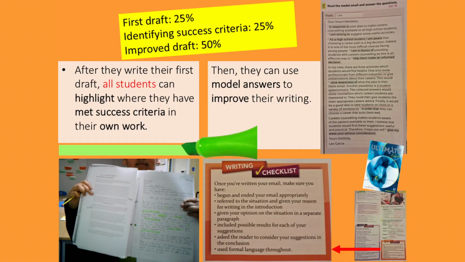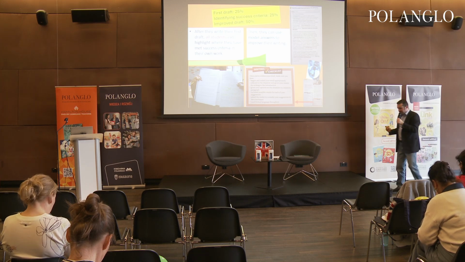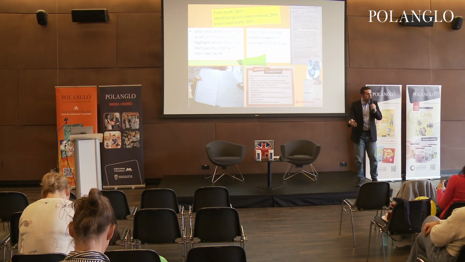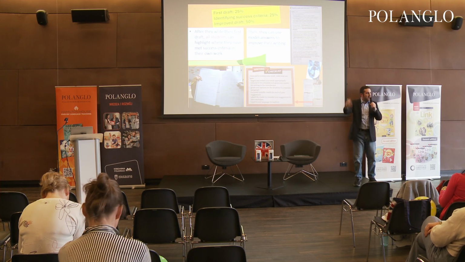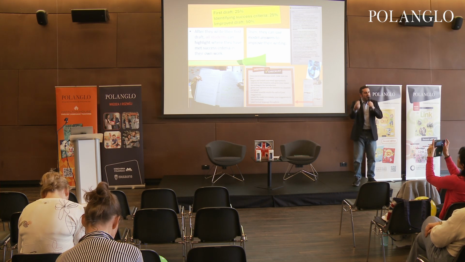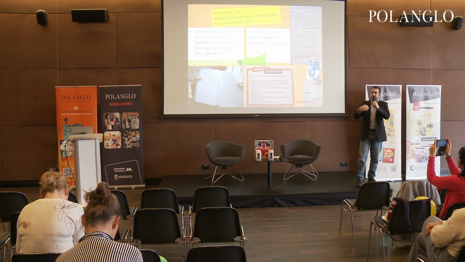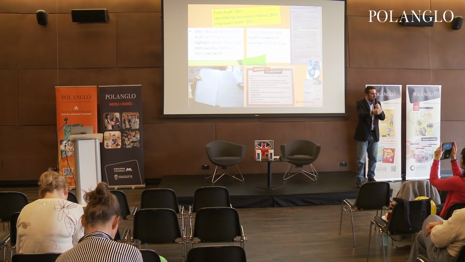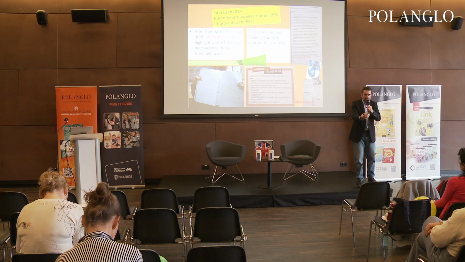The first draft can take 25%, for example, of the final grade. The correct identification of success criteria, another 25%, and the final draft, the improved draft, can get 50%. This way, our more able students will achieve 100%. That's great, good for them. But at the same time, our less able ones will have the chance to get a very decent grade, and a good grade that they can be proud of.